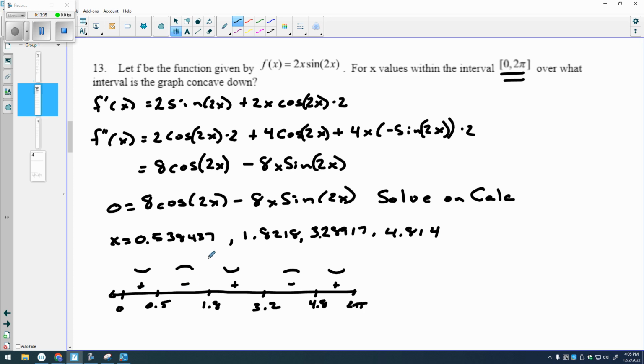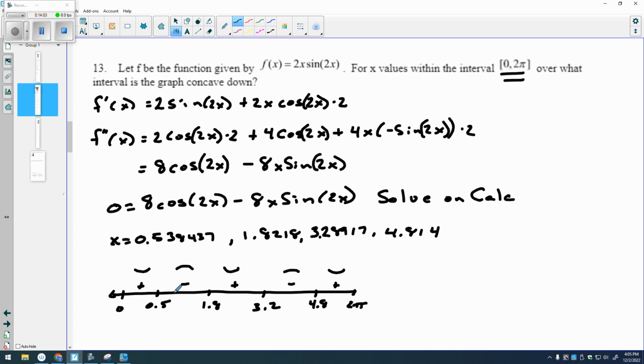Now, we can save ourselves a lot of work. We can tell that this does not have a square term. It doesn't have anything that's weird that's going to cause my second derivative to not change signs from one side of the 0 to the next. So once I get to here, I'm simply just going to fill in the rest, alternating plus minus plus minus. Okay, concave down in this interval and this interval.